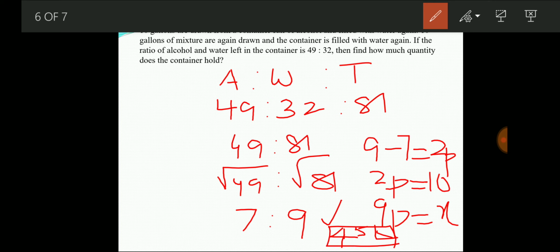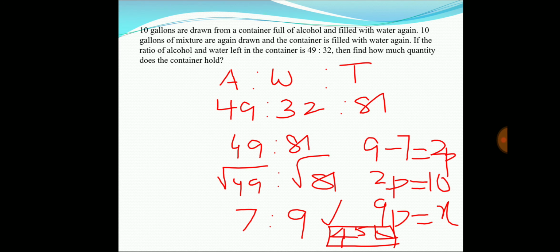This would be a very complicated question if you use a formula. But I believe that this shortcut would have been very useful for you guys. In fact, this kind of question can be solved in less than 15 seconds. With proper practice, you can do it in 5 seconds in your mind. All you have to do is add 49 and 32 and find the square root in your mind, which is 7 is to 9.